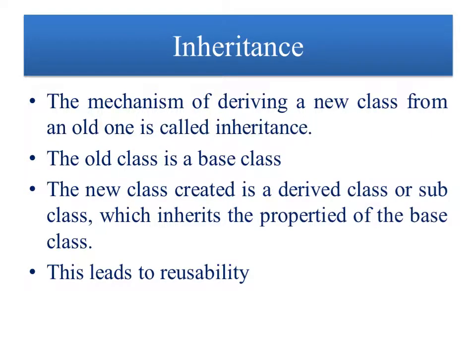The mechanism of deriving a new class from an old one is called inheritance. The old class, from where we are inheriting the properties, we call the base class. The new class created is a derived class or subclass. This derived class will inherit the properties of the base class. This leads to reusability.